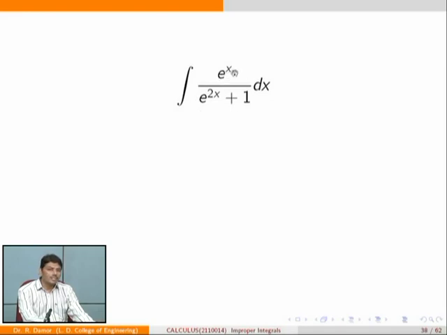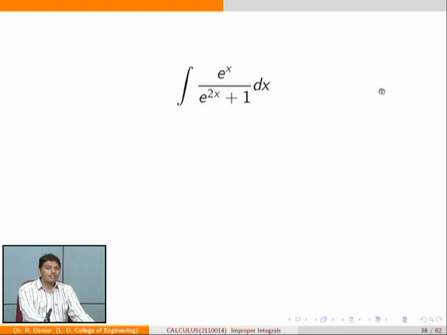Suppose you take e raised to x equal to a new variable u. Then what is du? e raised to x dx equals du. Clear? So with e raised to x equal to u, e raised to 2x is nothing but u square. So this whole integration can be converted, with e raised to 2x as u square plus 1, into du upon u square plus 1. So this is nothing but 1 upon u square plus 1 du, and 1 upon u square plus 1.